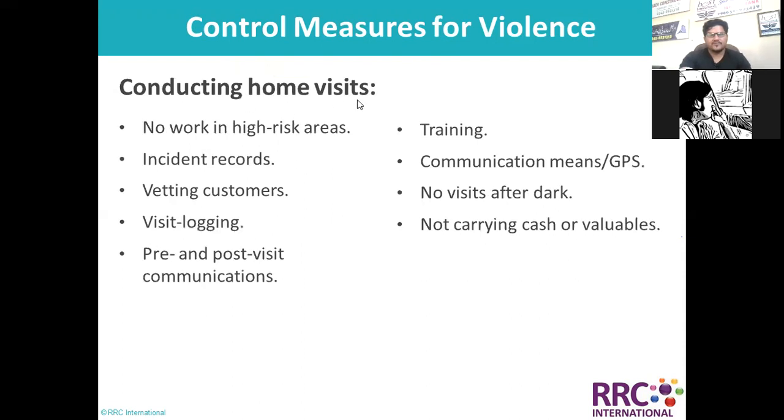And conducting home visits, that means no work in high risk areas. Incident records are there, vetting customers, visit logging, pre and post communications. Training, communication means GPS, no visits after dark, not carrying cash or valuables.